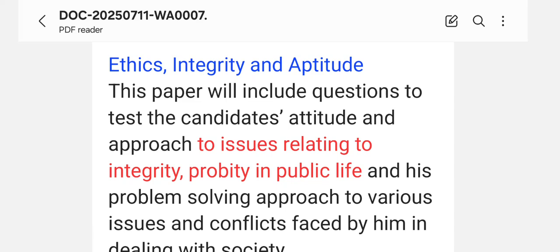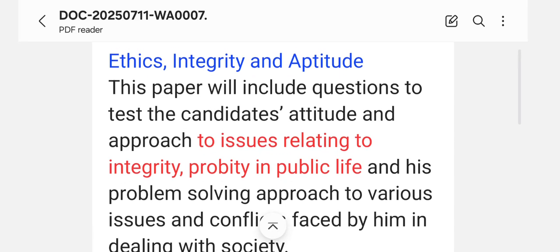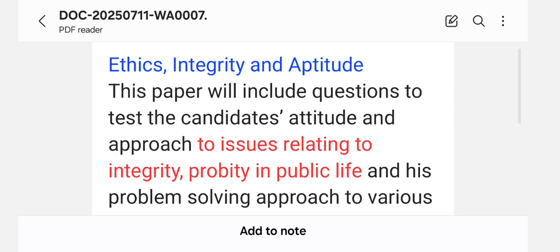From today, we will discuss ethics that will be helpful for your upcoming mains exam. Ethics is an important paper. It is in GS4 of the general studies paper. There are six papers in mains, and one paper is related to ethics.